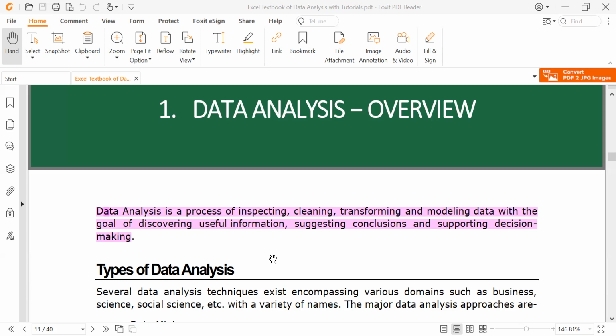It's a process of inspecting, cleaning, transforming, and modeling data with the goal of discovering useful information, suggesting conclusions, and supporting decision making.